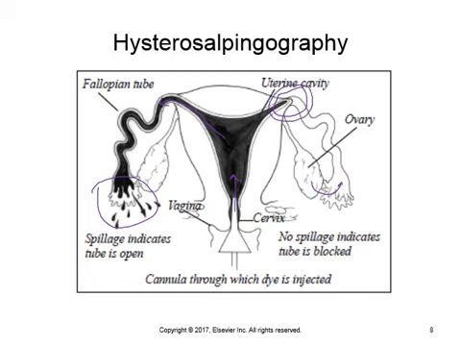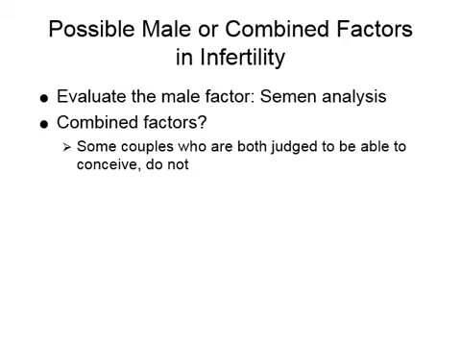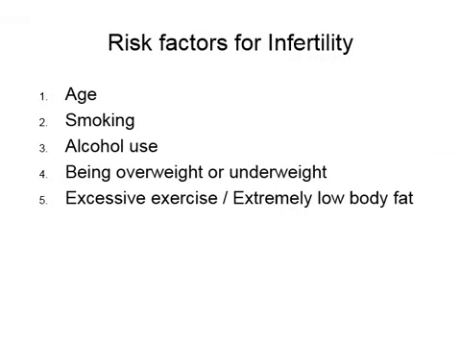The male partner is important to evaluate for infertility as well. So males undergo a semen analysis. There are also combined factors that are sometimes hard to identify or may never be identified. Some couples who are both judged to be able to conceive for some reason are not able to. So there are obviously some factors that we're not aware of that we can't identify. Here's a list of risk factors for infertility. And obviously you would want to evaluate these in any patient that you're seeing complaining of infertility.